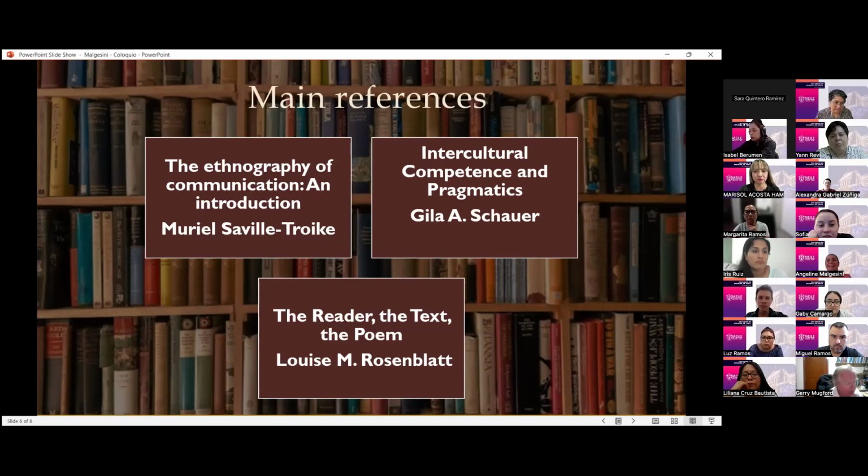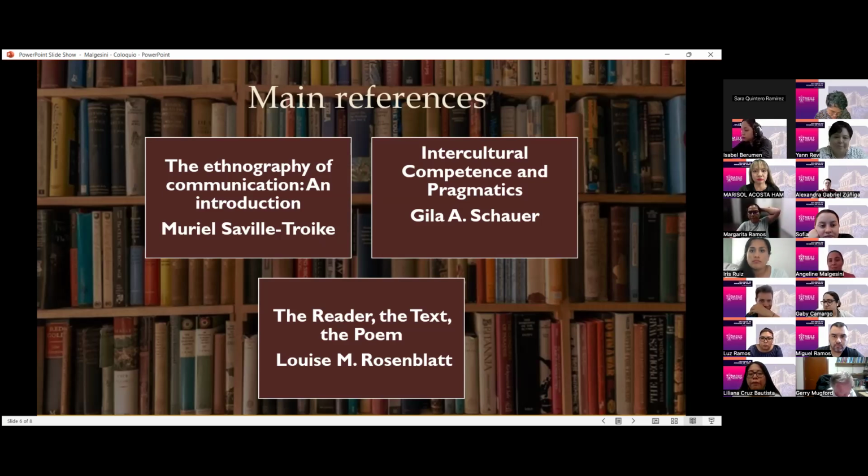And Intercultural Competence and Pragmatics by Gila Schauer, because again, I look at some pragmatic studies that I would like to try, and my concepts are taken from this book. And finally, The Reader, the Text, the Poem by Louise Rosenblatt. Well, this is the way I teach my class, with reader response theory, which you can find in that book.